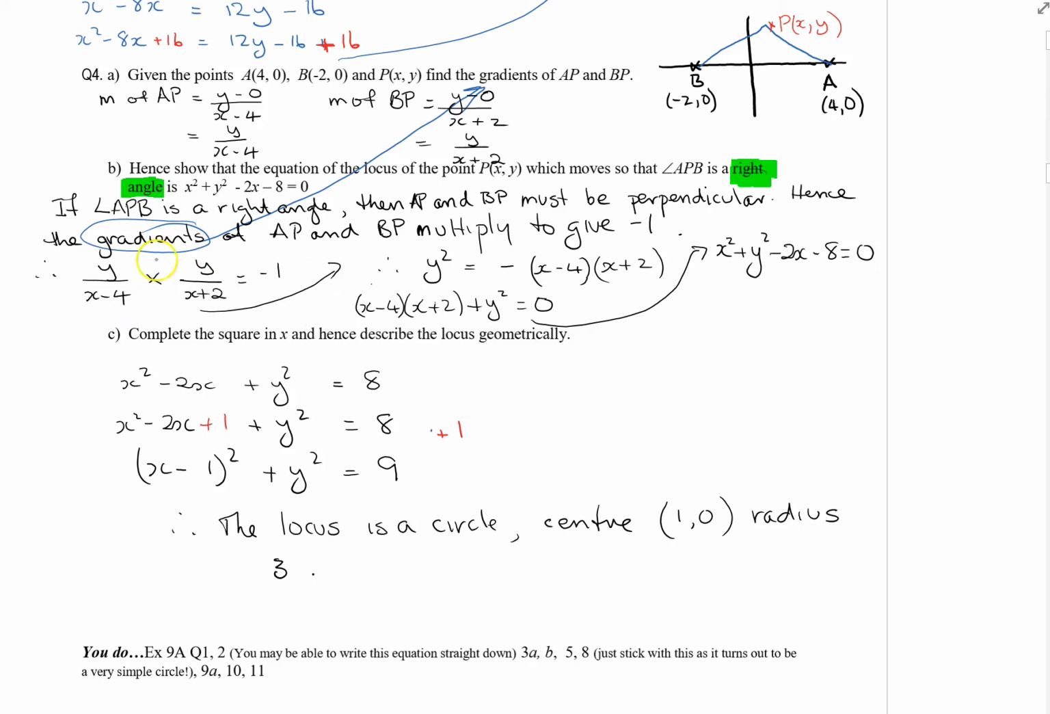Once you've got this written down, it's just a matter of following through with your algebra, and you will get the expression x squared plus y squared minus 2x minus 8 is equal to 0.